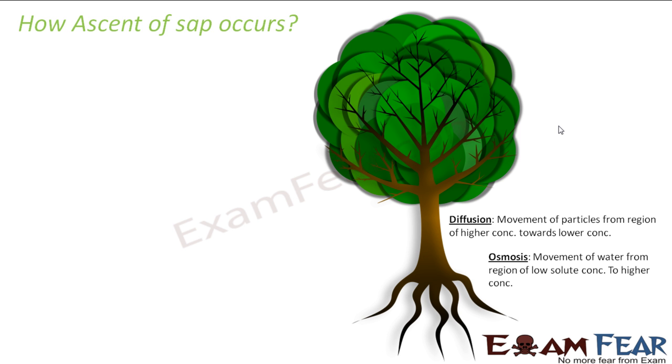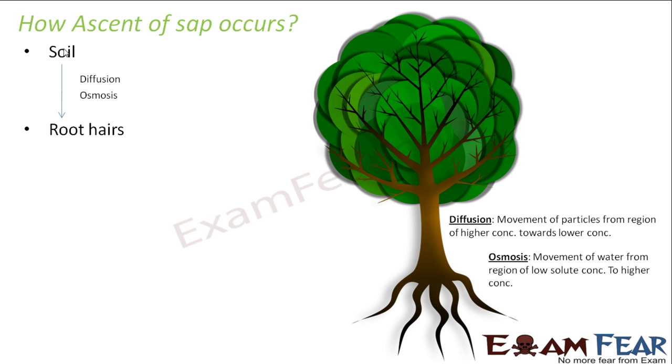So now the question is how ascent of sap occurs. Now we understood what actually helps in carrying the water and minerals. It is the xylem, and in xylem it is the tracheids and vessels. But physically, how does it happen that water starts moving upward against the gravitational pull of the earth? Why does the water move upward? Something falls towards the surface of the earth because of gravity. But how can water go up against the force of gravity? So this happens by the two processes of diffusion and osmosis.